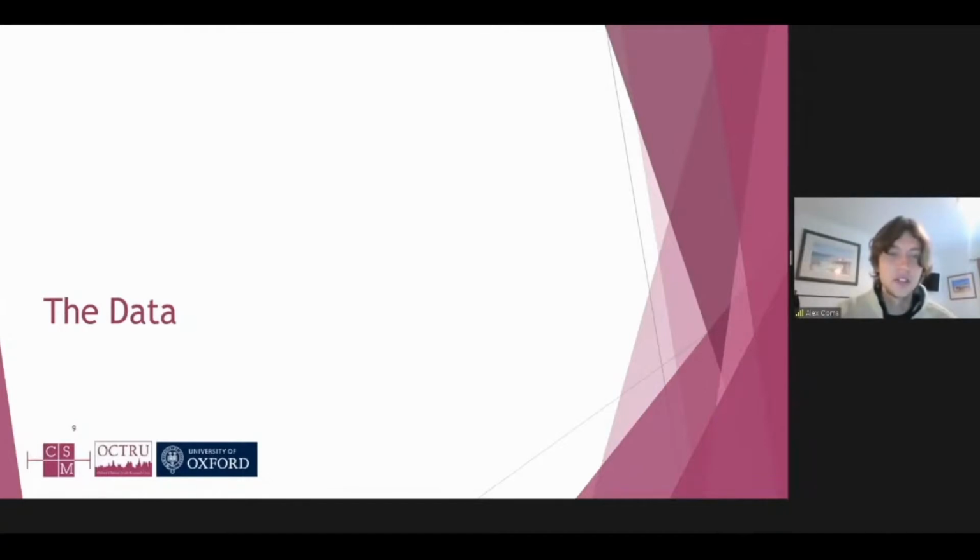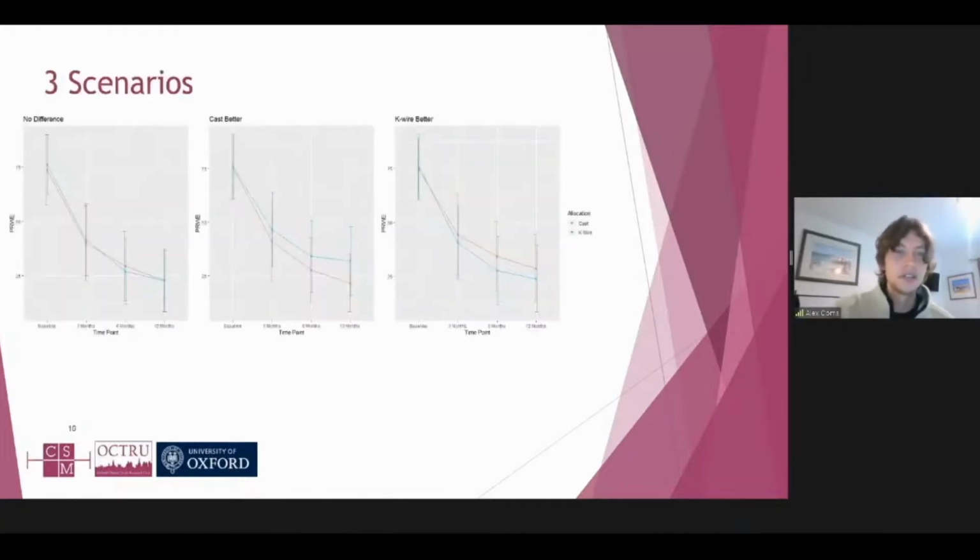Because Draft 2 is still under analysis and in preparation for publication, I can't spoil the clinicians' fun and give away the true results. So I'm just going to present in this talk some made-up data about Draft 2. I've got 3 broad scenarios: a no difference scenario, a scenario where the cast arm is better, and a scenario where the K-wire arm is better. At baseline post-injury, the PRWE is very high, as you'd expect when you've just broken your wrist and can't do anything with it, and that improves gradually over time. The left-hand panel has no difference between the arms. The middle panel is where the cast arm is better, the orange line is lower, and on the right-hand side the K-wires are better.